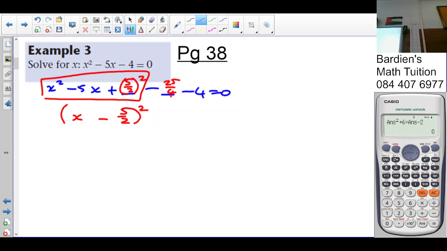And that you put on a calculator. Don't be brave and do it in your head. It's negative 41 over 4. That you can do on the calculator. Now what do we do? Take the negative 41 over 4 over the equal sign and then square root. Don't forget the plus or minus. So do that for me quickly.